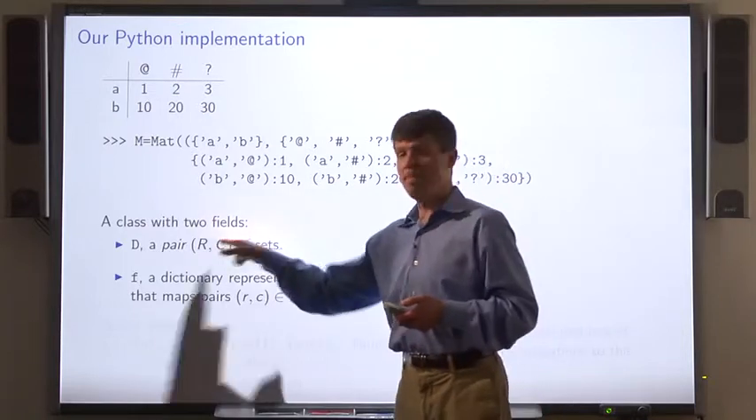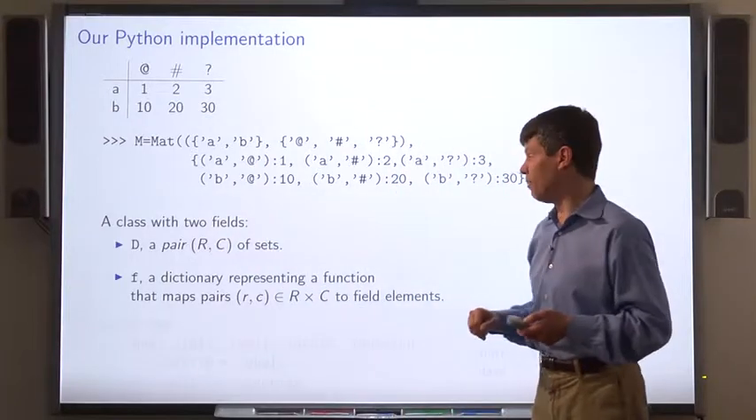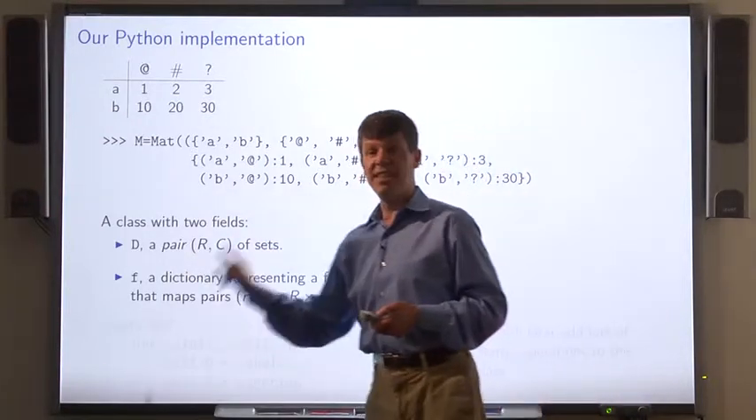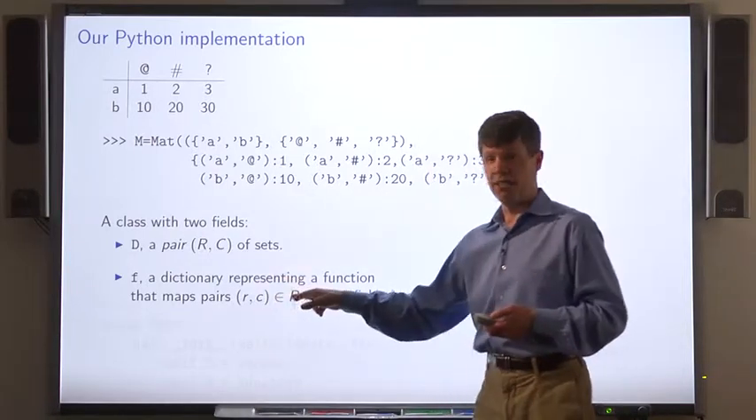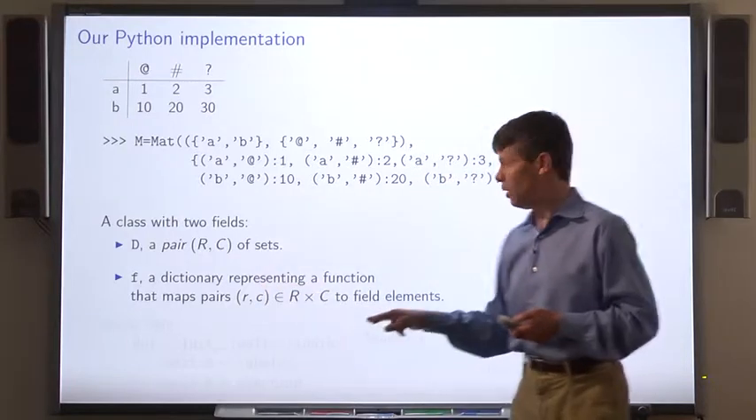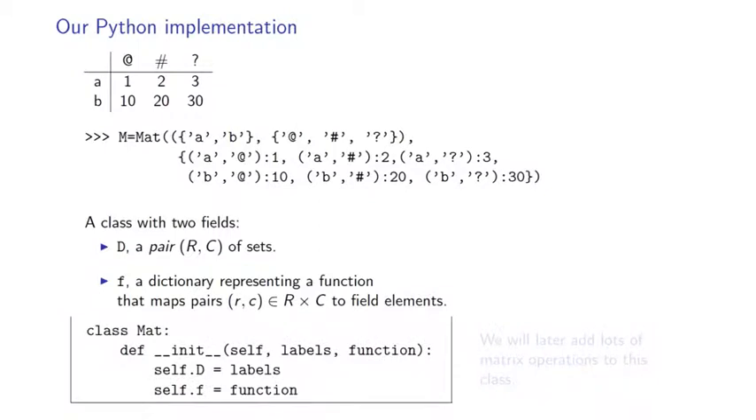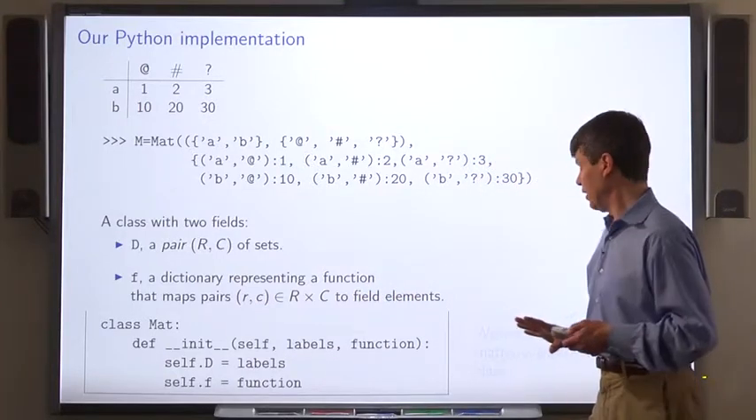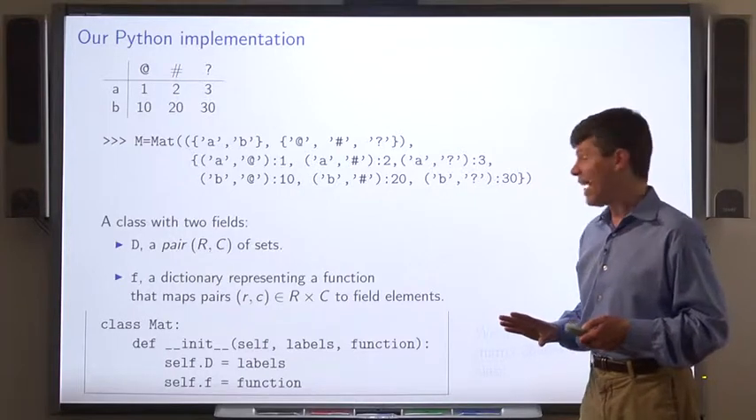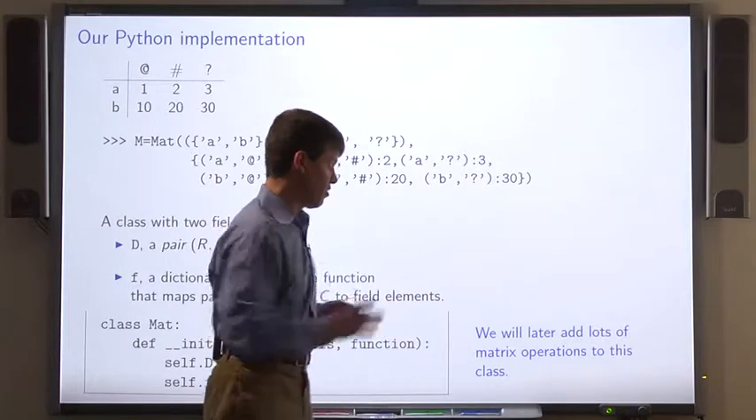So we represent it as a pair, R, C, where R is the set of row labels and C is the set of column labels. F is a dictionary that maps elements of the Cartesian product, pairs (row label, column label), to the corresponding field elements. And of course, our sparsity convention is used here, so we don't have to represent entries of the matrix whose values are 0. So here's a rudimentary implementation of that class, mat. We'll later add lots of matrix operations to this class.